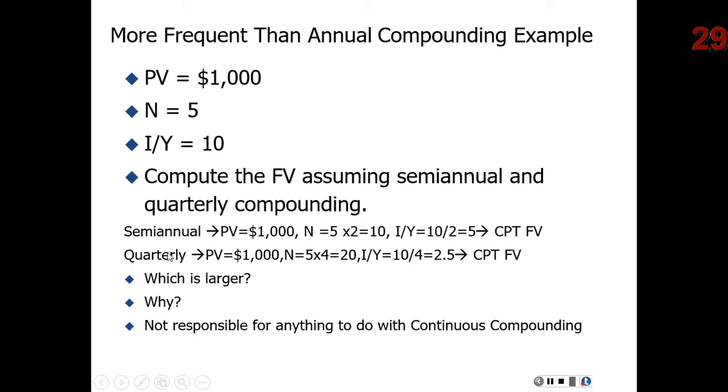Quarterly compounding, you do the same thing. The present value is not affected. N is multiplied by 4, so we're changing now to 3-month periods. So this is 20 3-month periods. The interest rate is 2.5% every 3 months. Compute the future value. Once you work through these, I can tell you the quarterly compounding is going to be larger, and the reason is your interest is earning interest faster. It's compounding more frequently. So that is why the quarterly compounding is larger, and this is where I mentioned you're not responsible for anything to do with continuous compounding.